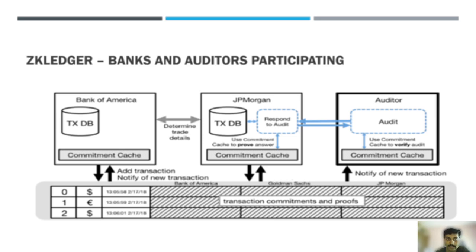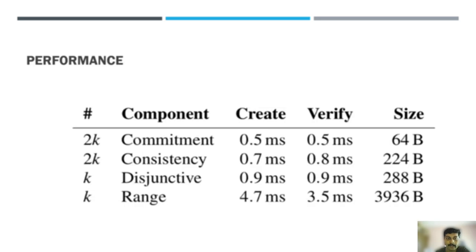That's what this paper explains, and you can see that this is based on the Go prototype. ZK Ledger has run that, and this is the benchmark that has been generated. For the number of banks, this is the commitment, this is the amount of time it has taken to create, this is the time it has taken to verify it, and this is the range proof.